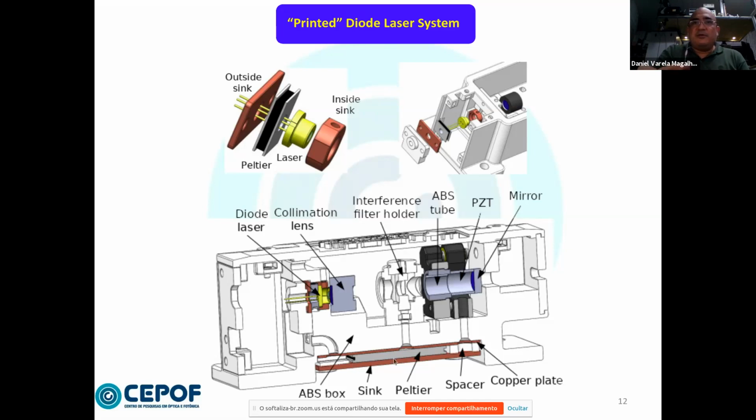Below we can see the Peltier for the case control, because we are not interested in controlling the whole case temperature. What's important is to control the laser cavity length. This is the most important. So we had this Peltier below to control the length of the cavity, or at least to maintain it steady.